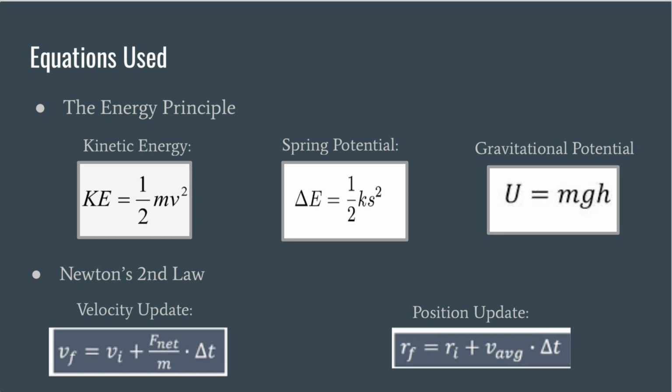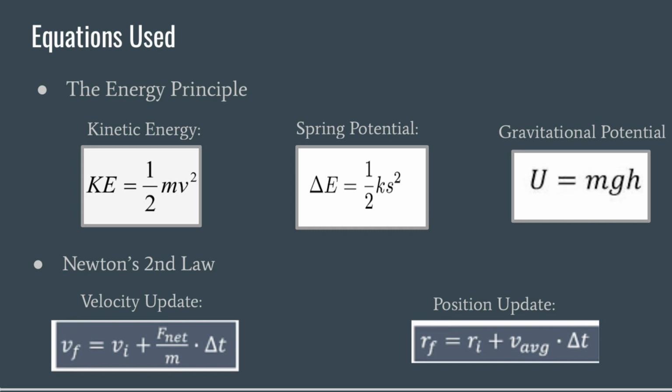The first important physics principle we look at in this lab is the energy principle. Three important equations we use are the equation for kinetic energy, the equation for spring potential energy, and the equation for gravitational potential energy. These three equations all contribute to the total change in energy. Another important physics principle is the momentum principle, which is also known as Newton's second law, and the velocity update formula and position update formula can both be derived from Newton's second law.